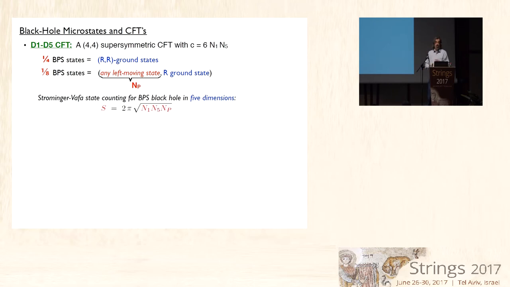Okay, so there are two standard CFT methods to get at the microstates of BPS black holes. I'll talk a lot more about the D1, D5 CFT as we go, but for the moment, it's just a 4-4 supersymmetric CFT with a very large central charge, N1 N5, the number of D1 and D5 branes. The quarter BPS states are well known. They're just the Ramond-Ramond ground states of this CFT. And the eighth BPS states are essentially any left-moving state times the Ramond ground state. And this is the thing that 20 years ago, or 21 years ago, Strominger and Vafa did the state counting for in five dimensions and got the right answer.